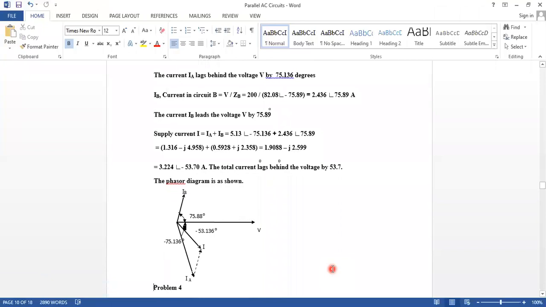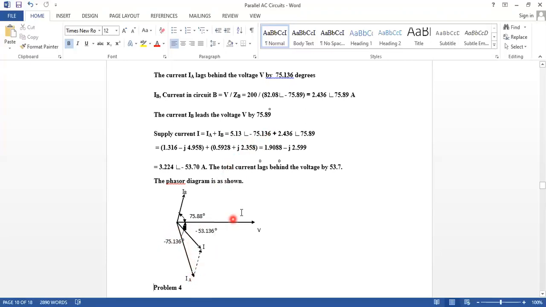Now, along with these parameters, we need to draw the phasor diagram also. Just observe how to draw. First we are going to take the voltage as the reference. I told you always the voltage has the angle of 0 degrees. So draw the voltage first. Next go for the currents. Now draw the current IA. What is the value of IA? See here, it is 5.13 at an angle of minus 75.136. When it is minus, it should be below the voltage vector. So this is IA, what you have drawn.